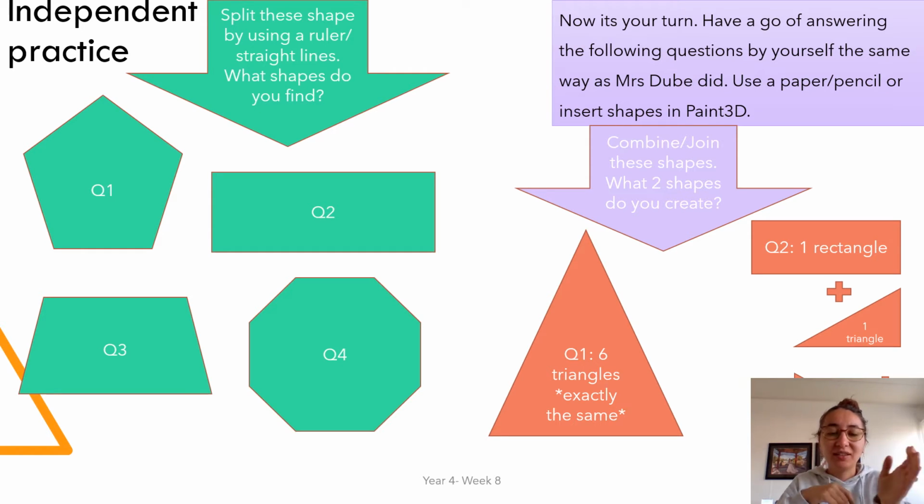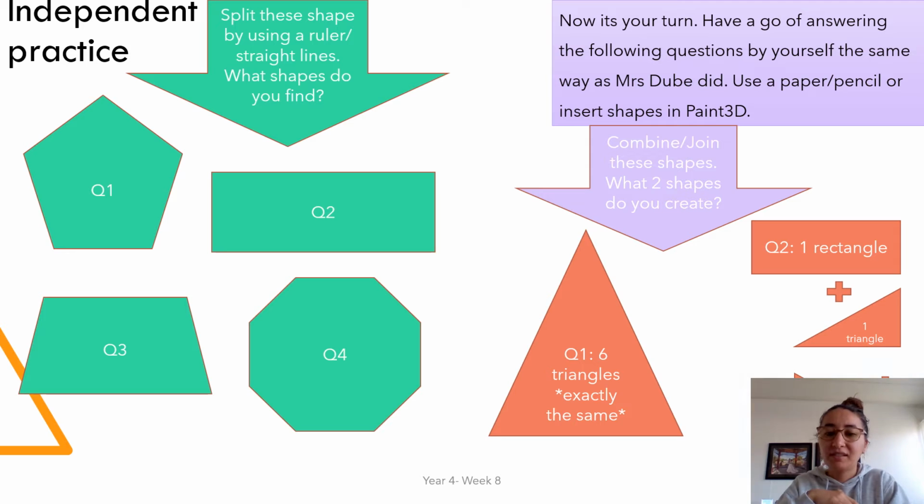Split this. On the left, you're splitting the shapes by using a ruler, straight lines. So draw the pentagon on a piece of paper, or go onto 3D paint, split it up with lines. What shapes can you find inside? Do that for the rectangle, the trapezium, and I think it should be the octagon. Yep. Then on the other side, combine and join these shapes.